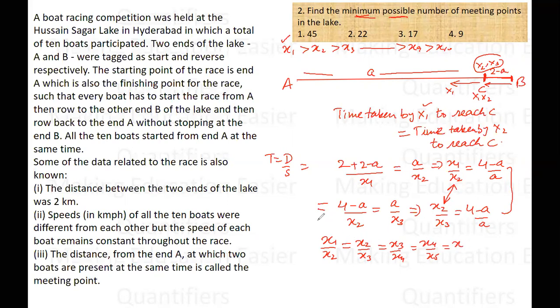I'm not saying x1 and x3 will meet at C. I'm saying x1 and x2, the two boats with consecutive speeds, the fastest and the second fastest, will meet at C. The second fastest and the third fastest will meet at C. The third fastest and fourth fastest will meet at C. The fourth fastest and fifth fastest will meet at C. Right? So all these boats will meet at C only.